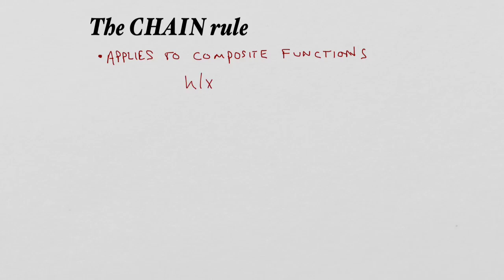Alright, in this video I'm going to teach you the chain rule. The chain rule is arguably one of the most important differentiation rules that we will look at. The first point that I want to make about it is that it applies to composite functions. So what I mean by this is that the chain rule is used whenever you have something in the form of a function inside of another function.